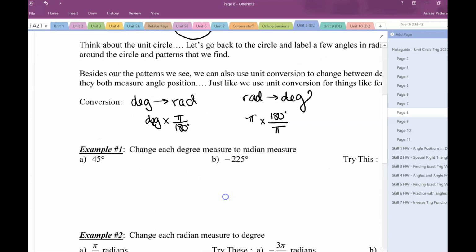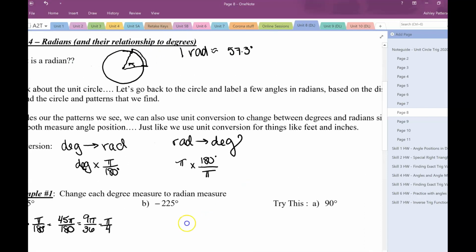Okay, so let's say we have 45 degrees, right? We're going into radian measure, so I'm going to multiply this by pi over 180 degrees. The degrees will cancel because we're going into radian measure anyway, so that's logical. And we get 45 pi over 180. Well, let's reduce by 5, because remember, simplest form. So we get 9 pi over, 5 goes into 180 36 times. And then we reduce, so that's pi over 4.